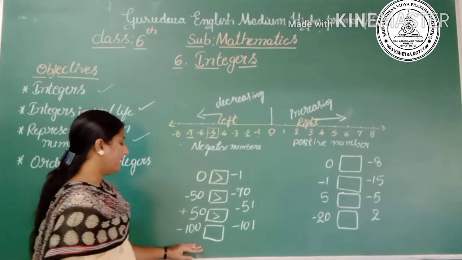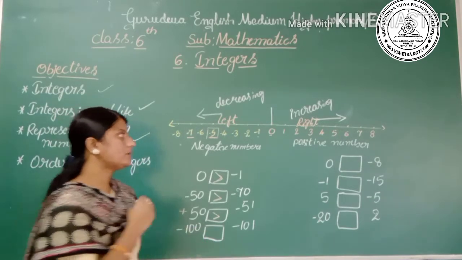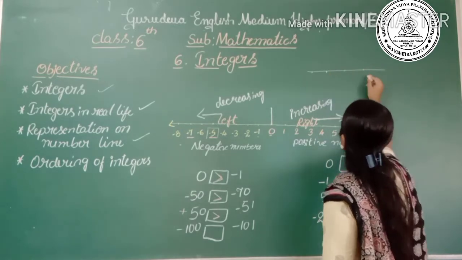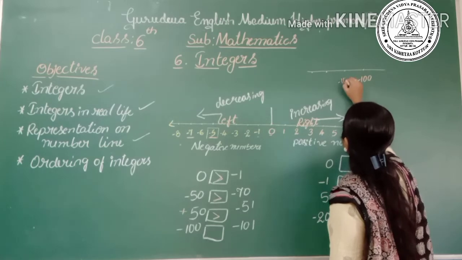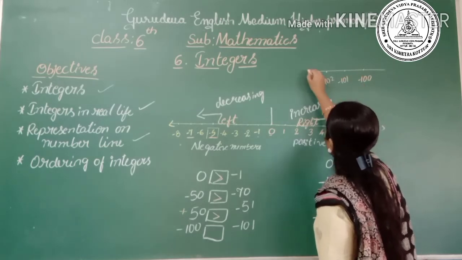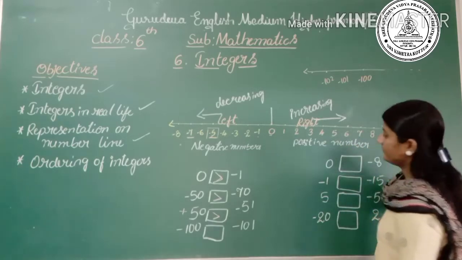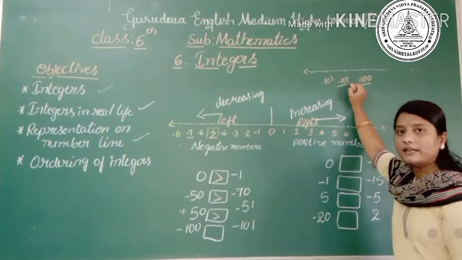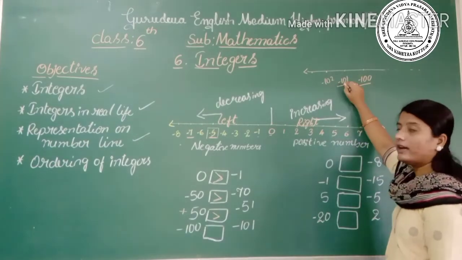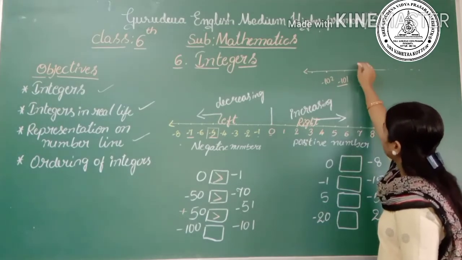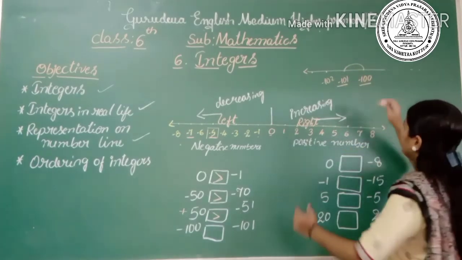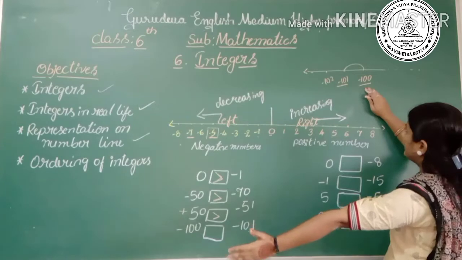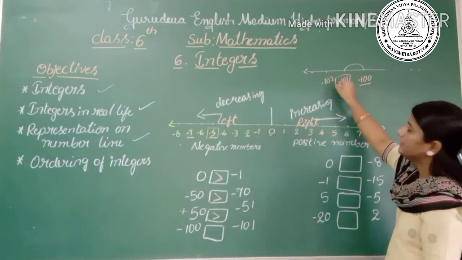You see here minus 100 and minus 101. Just consider the number line. Here there is a number line: minus 100, minus 101, minus 102 and so on. Here is minus 100, and here there is minus 101. So minus 101 is to the left of minus 100. Means minus 101 is to the left on the number line. So it is the smaller number.